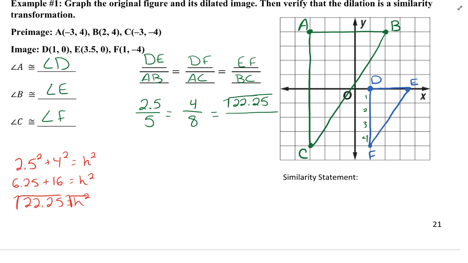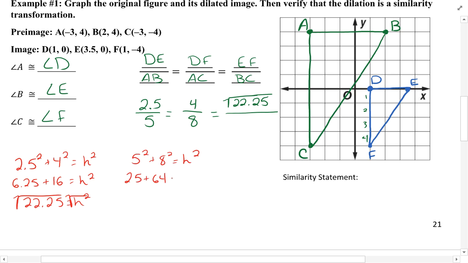So if I look at my second triangle, my pre-image, so I have A is 5, so 5 squared plus 8 squared equals h squared. And then we have 25 plus 64 equals h squared, which would then leave us with 89 equals h squared. So if I take my square root of that, again, I don't need to get my actual answer. I can leave it in radical form, which would just be the square root of 89.